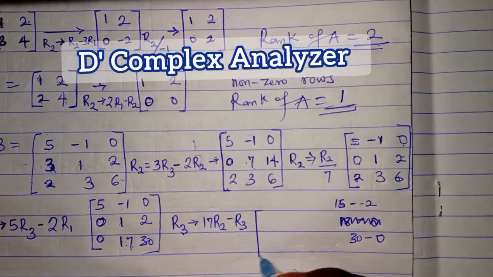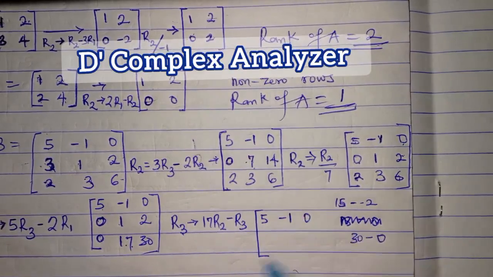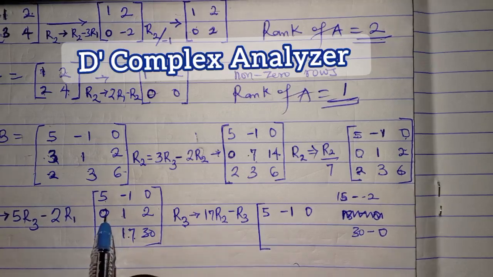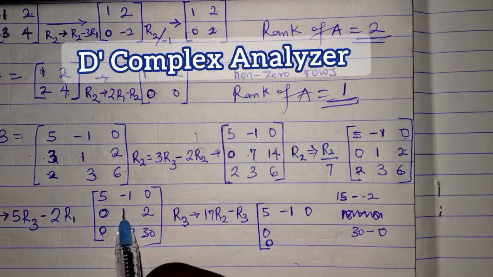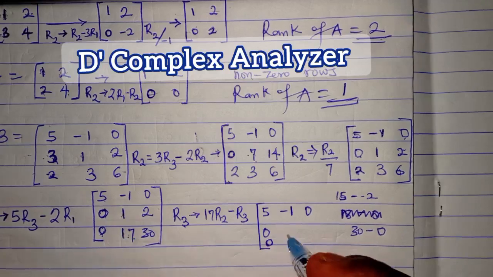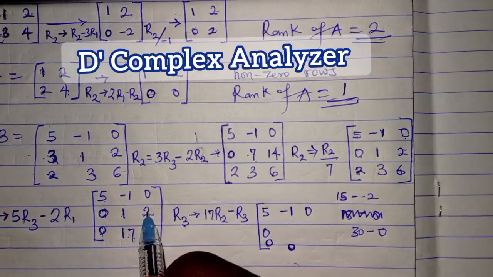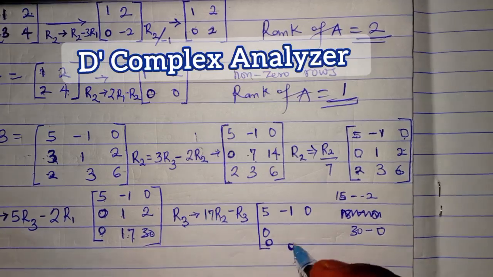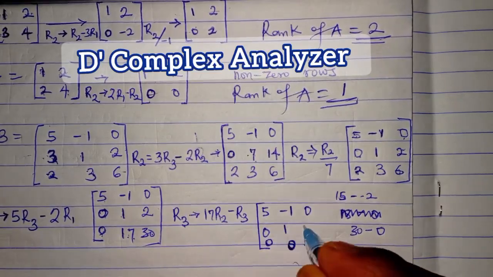So I'll be having the matrix. The first row will remain the same. In the second row, I'll be having, okay, multiply this by anything to get 0. Same thing here to get 0. So here will be 0, here will be 0. 17 times 1 is 17, minus 17 is 0. 17 times 2, that's 34. 34 minus 30 is 4. This will still be 1, this will still be 2.